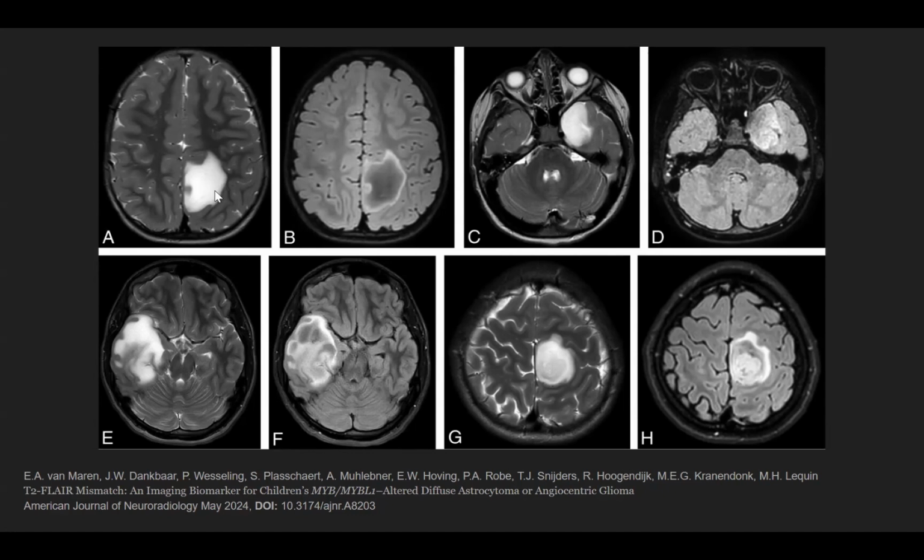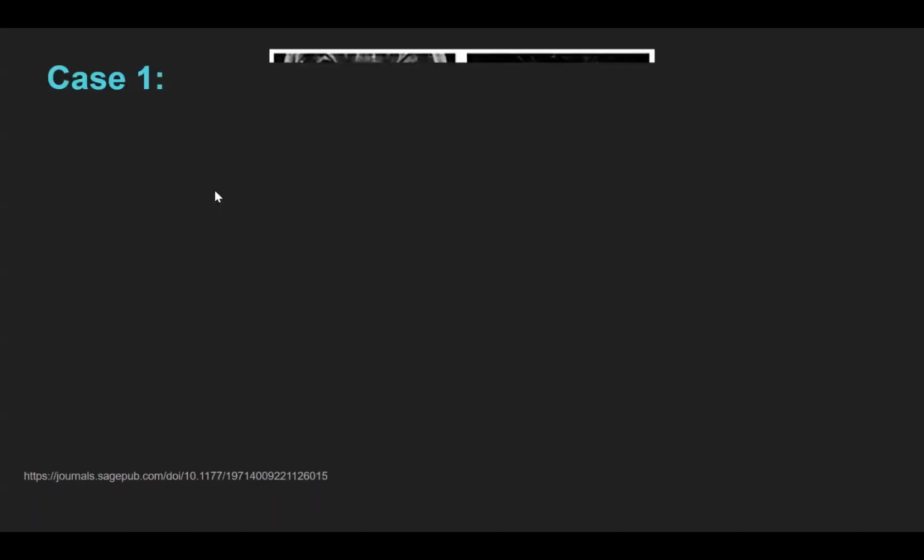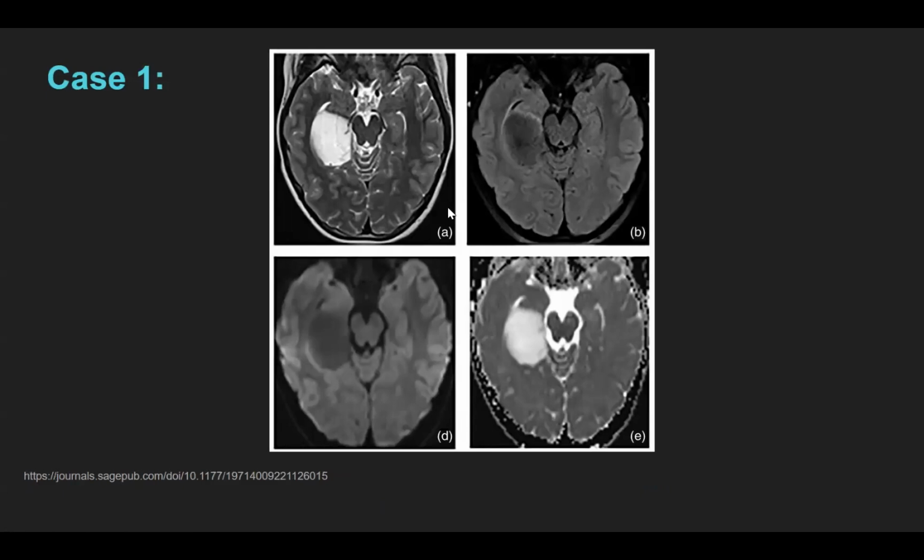And remember, this is a very particular sign for the tumor we are going to discuss today. And I think the same is going on here.